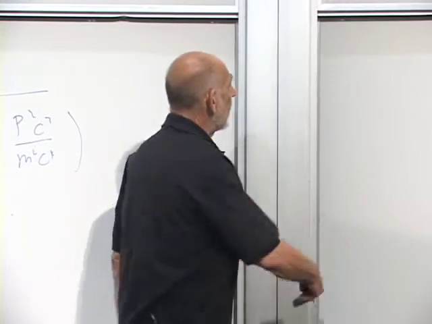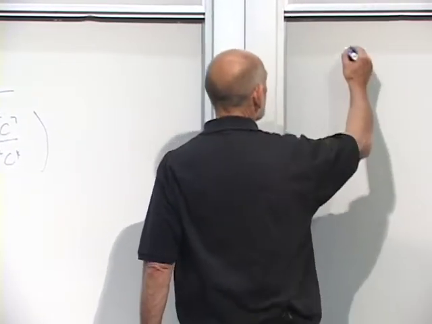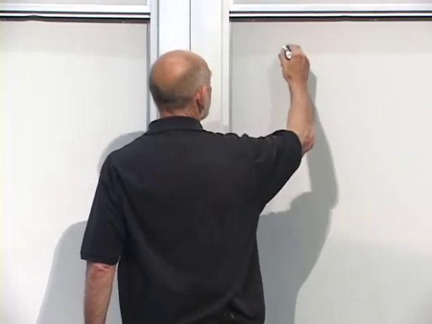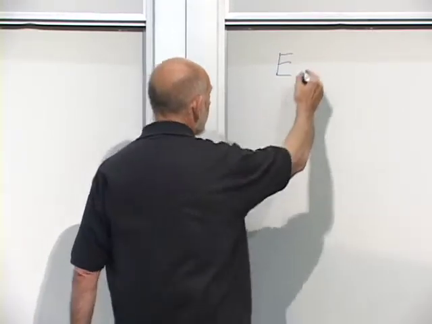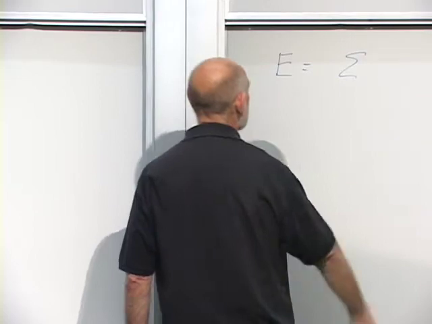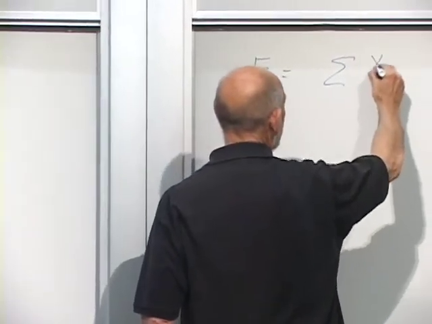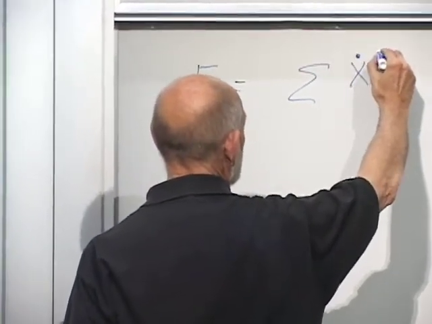All right, but what's the energy of this? The energy is going to be proportional to the kinetic energy. It'll be the sum over all the points of xi dot squared.